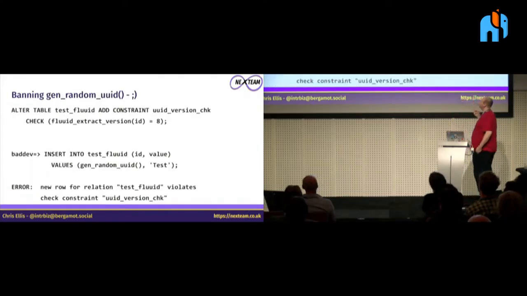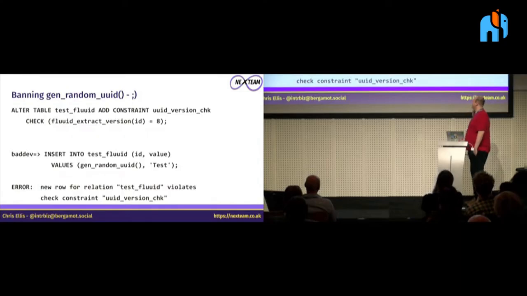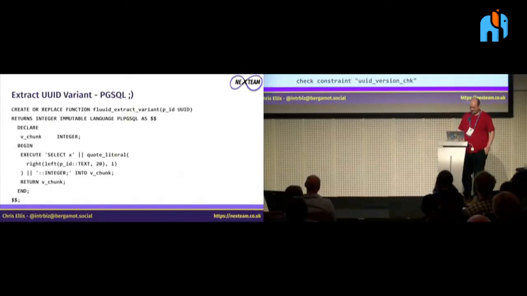And now I can add a check constraint to the table that says, you're only allowed to insert UUIDs in this table that meet my own custom scheme, so that if you try to insert a random UUID, you get an error message. And now I'm happy, my developers less so, but hey-ho, they'll learn slowly.